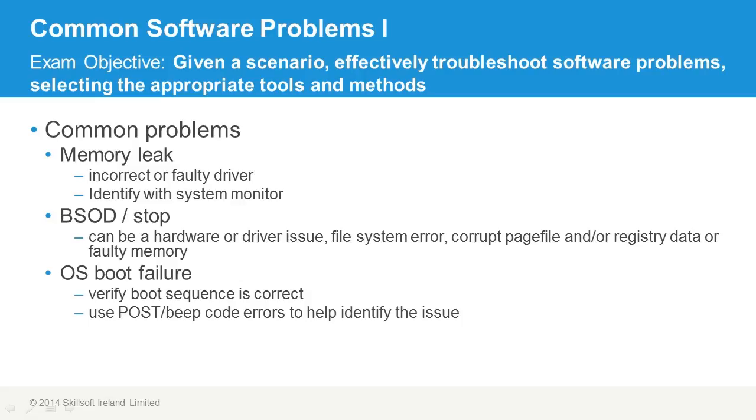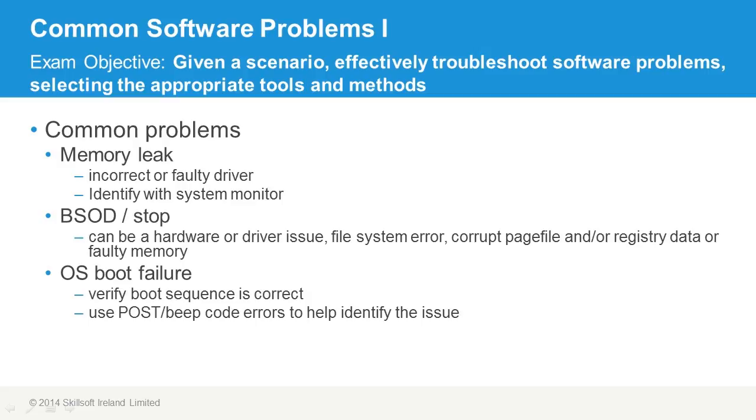Software problems can also result in some issues that may seem a little bit like hardware, but in most cases we are talking about drivers, and drivers are, at the end of the day, still software. So you see a memory leak, which can be indicative of an incorrect or faulty driver. When an application does not release its memory when it shuts down, or continues to take up too much memory while it's running, that's known as a memory leak. Typically a faulty driver within the application or the hardware device that it relies on can cause that, and hopefully you can identify that with System Monitor to see which process is causing the problem.